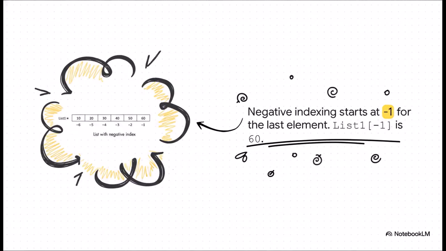But wait, it gets even cooler. Python has this amazing feature called negative indexing. You can count from the end of the list backwards. So -1 is always the last item, -2 is the second to last. This is a total lifesaver when you just need the last thing in a list and you don't want to bother figuring out its length first.